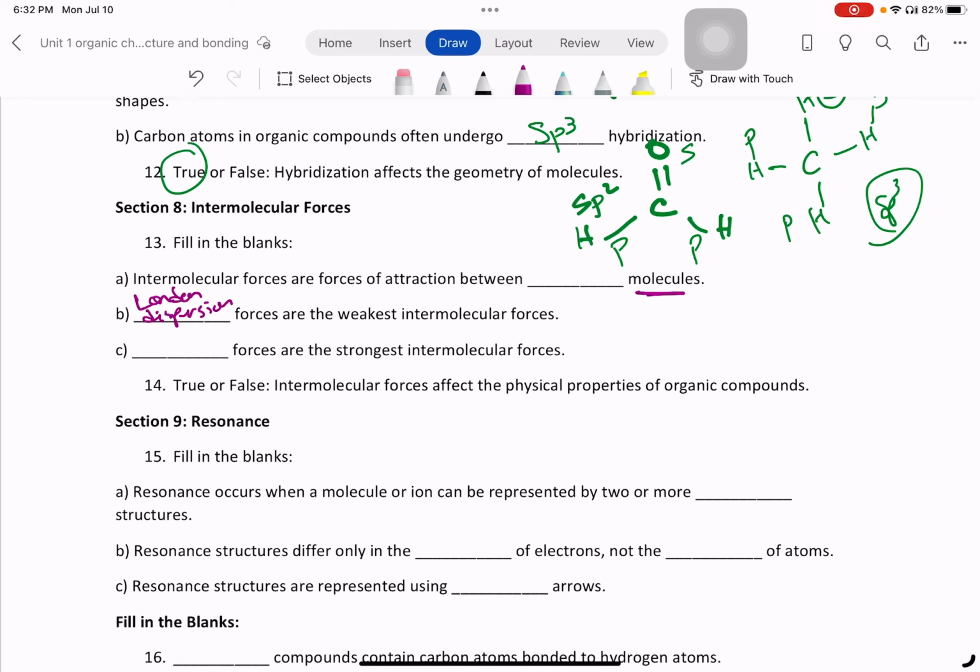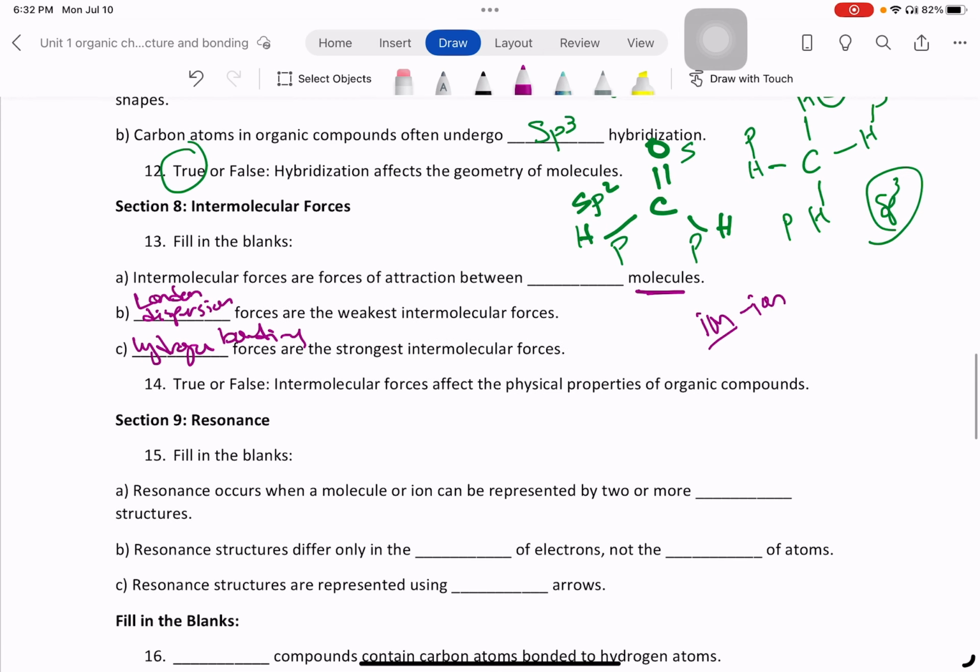And what are the strongest intermolecular forces? These are going to be the hydrogen bonding. Now, of course, there's a stronger one, but we're talking about mostly covalent bonds, but there's the ionic. The ionic bonds are strong, so ion-ion. These are strong. So when we talk about intermolecular, we're talking about molecules. When we talk about intra, that's between atoms of the same molecule. When we talk about inter, that's between different molecules.